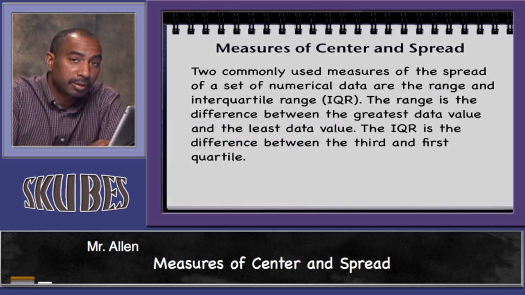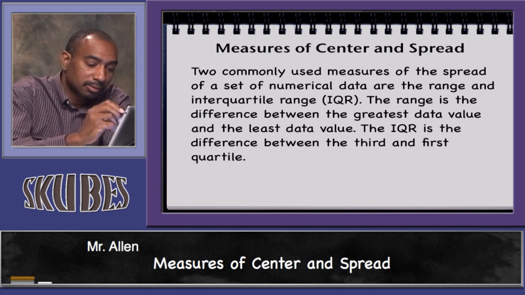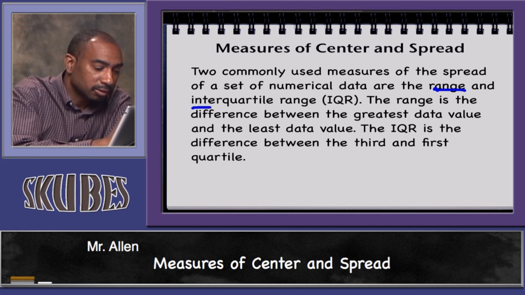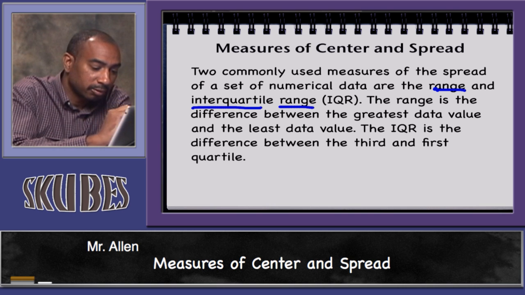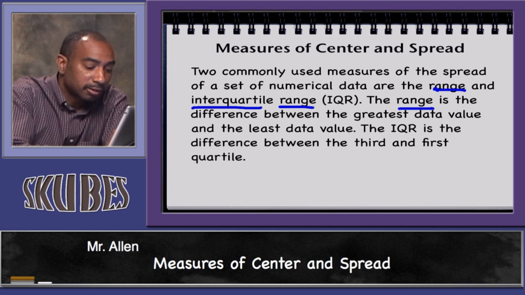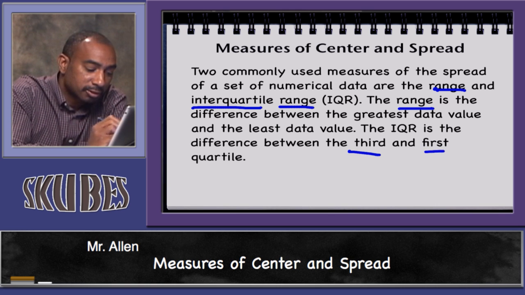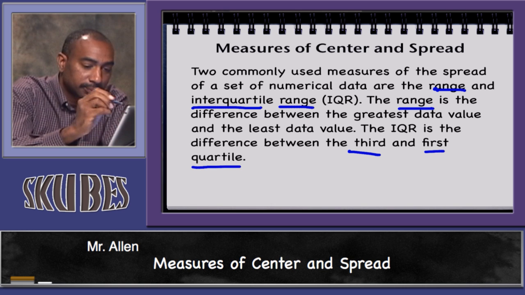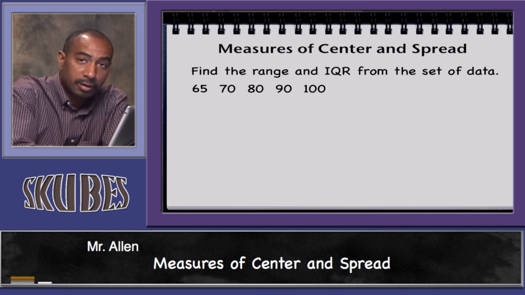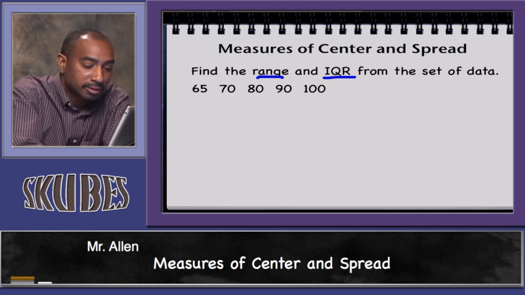All right, two commonly used measures of the spread of a set of numerical data are the range and interquartile range, referred to as IQR. The range is just simply the difference between the greatest data value and the least data value. The IQR is the difference between the third and first quartile. All right, for example, find the range and IQR from the set of data.